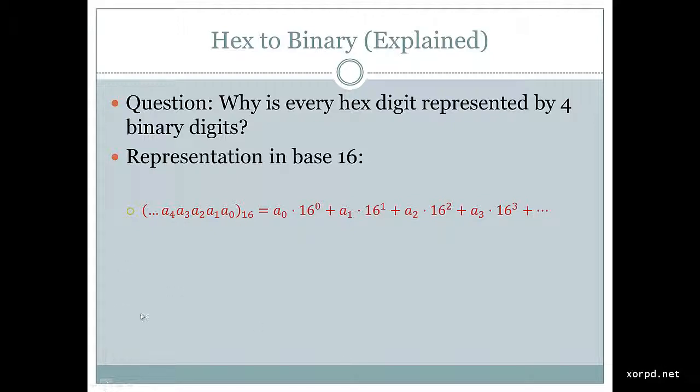We have this number. Every such A with an index like A0, A1, A2, A3 and so on represents one digit. Here we see at least 4 digits, and we have those points that mark that the number might be even longer. It might have some unknown number of digits. The value of this number is calculated like this: A0 times 16 to the 0 plus A1 times 16 to the first, and so on. As usual, just like we learned in the previous lesson.